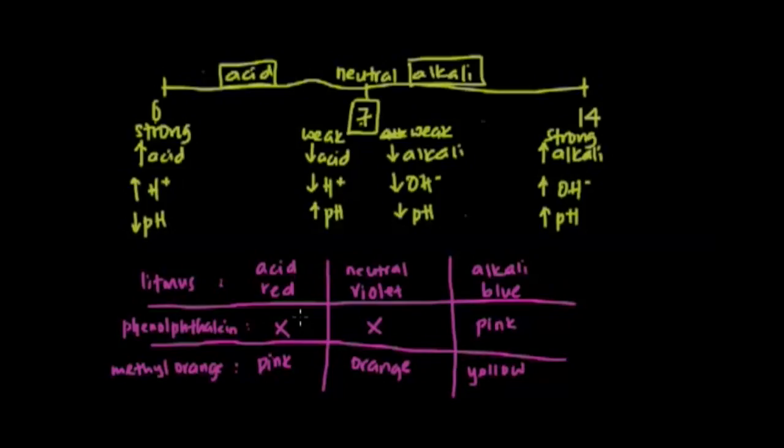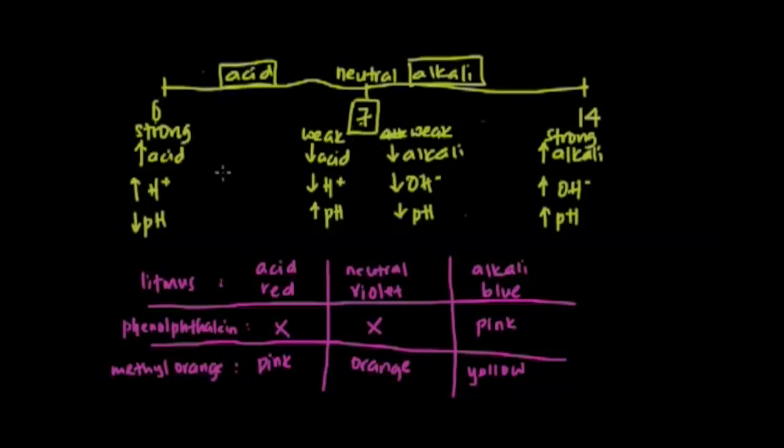Alright, now besides using indicators like litmus, phenolphthalein, and methyl orange, we also can use a pH meter. A pH meter is actually an electrical meter used to measure the pH of the solution. Okay, and before we end the lesson, let's just look at the strong acid, strong alkaline, weak acid, and weak alkaline again.